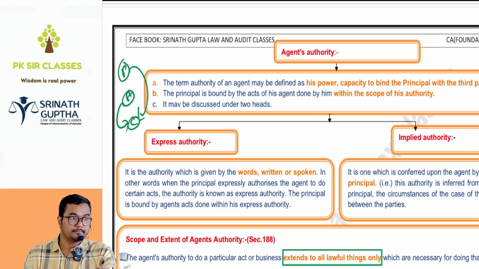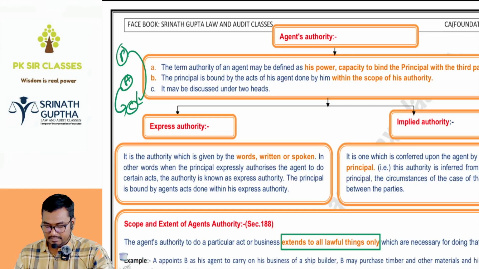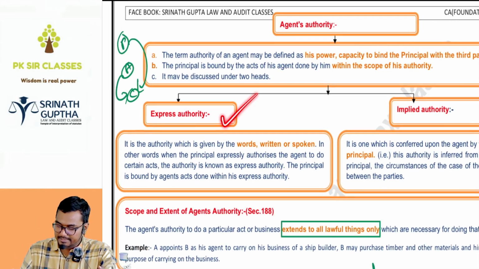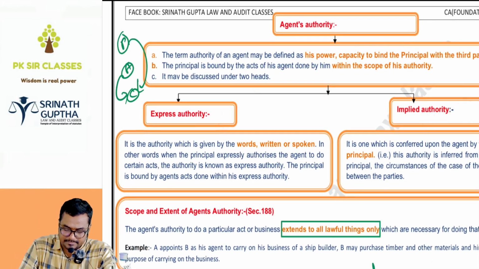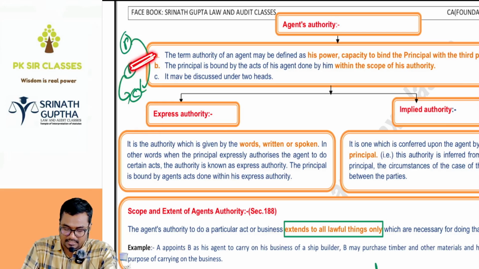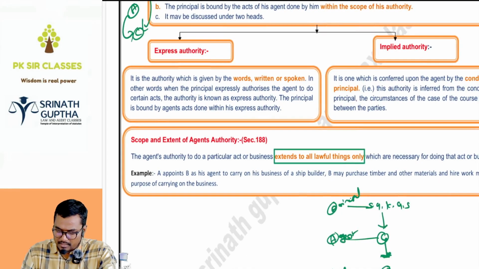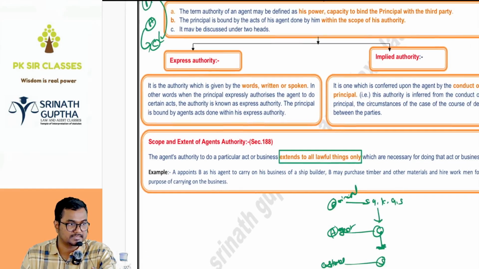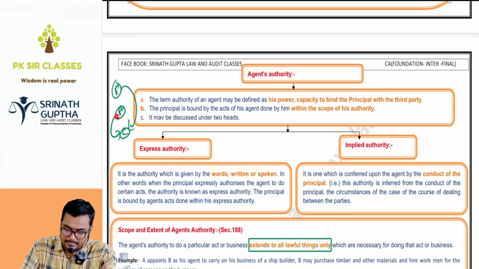This is called the agent's authority. It is of two types, express authority and implied authority. So if I expressly tell the agent, you sell the goods, I will be liable. Express authority. Generally, whenever the agent is selling, I am liable to third parties. Implied authority. And the scope and extent of the agent's authority is applicable only to lawful things, but not to unlawful and illegal things. So the agent can make me liable only for lawful things, but not for unlawful and illegal things.